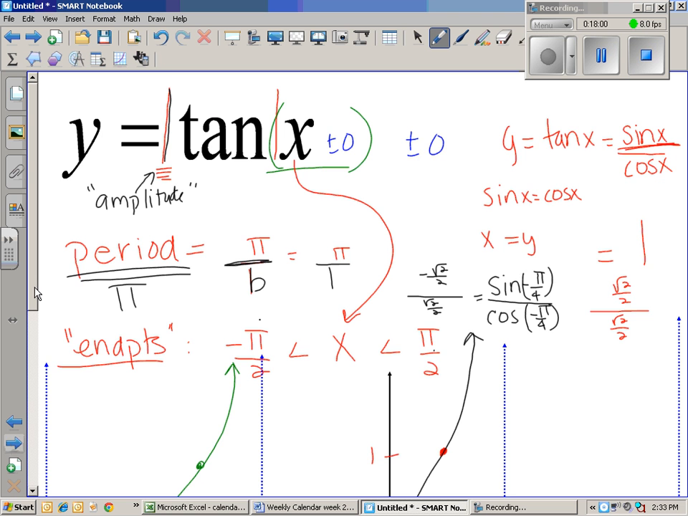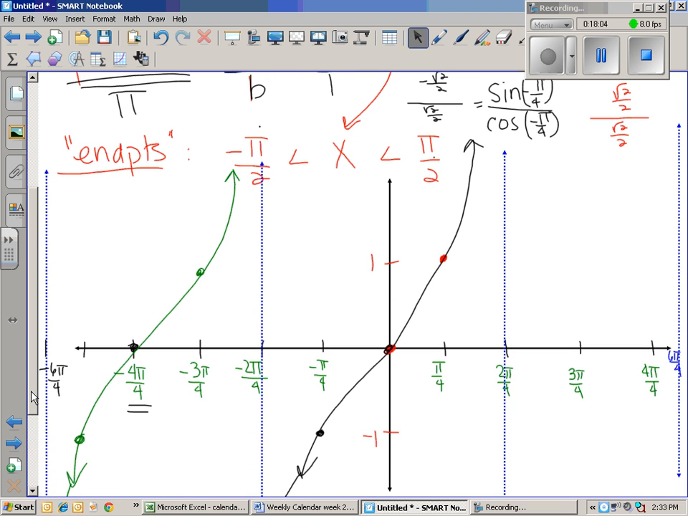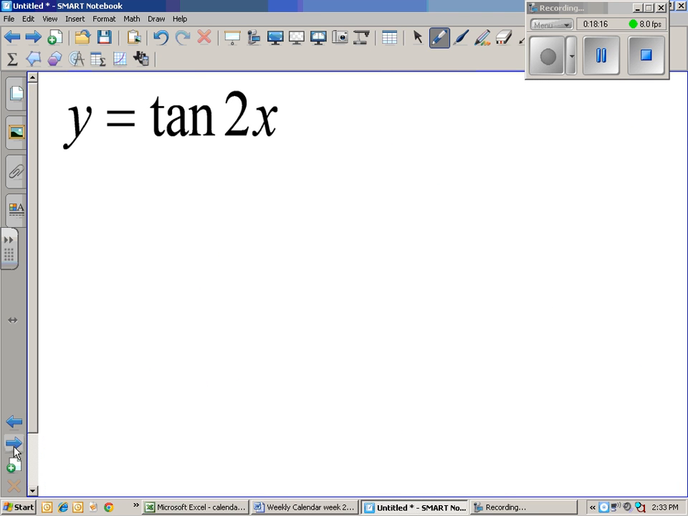Okay, there's my parent function. All right, this is the piece that I want. Now I'm going to box it. This is the piece that I'm going to be looking for right here. That's the piece I want to see. Okay, so we're going to be taking that parent function and we're going to shift it. So let's look at this.